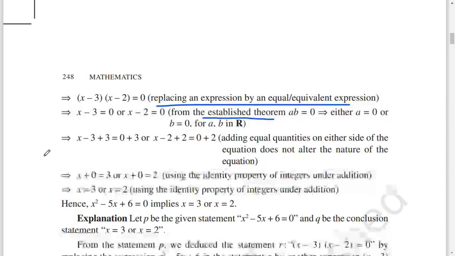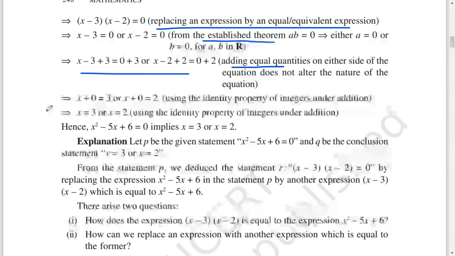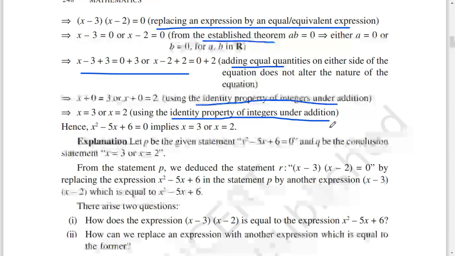x minus 3 plus 3 equal to 0 plus 3 or x minus 2 plus 2 equal to 0 plus 2, adding equal quantities on either side of the equation does not alter the nature of the equations. x plus 0 equal to 3 or x plus 0 equal to 2. x equal to 3 or x equal to 2, using the identity property of integers under addition. Hence, x squared minus 5x plus 6 equal to 0 implies x equal to 3 or x equal to 2.